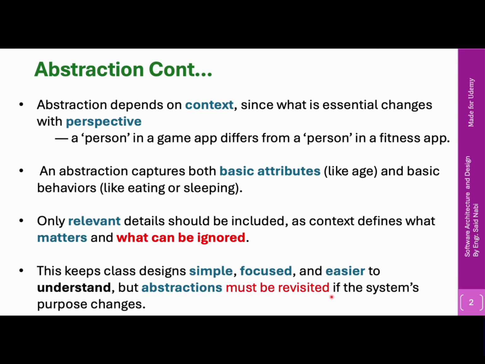An abstraction must be revisited if the system's purpose changes. Initially, you calculated the delivery address for shipping, where you needed street, zip, and city. But later on, you realized that you need that address for the GPS. So now you have to provide the address along with latitude and longitude. So you have to change that, and you have to revise that abstraction. As system goals evolve, abstraction must also evolve.